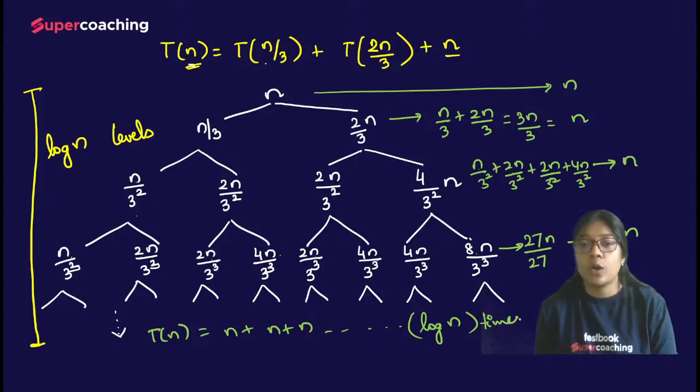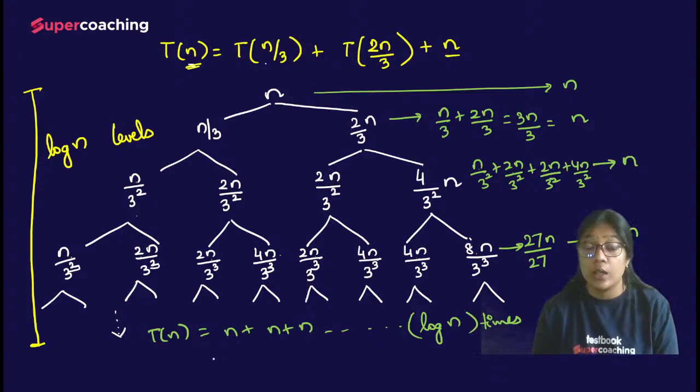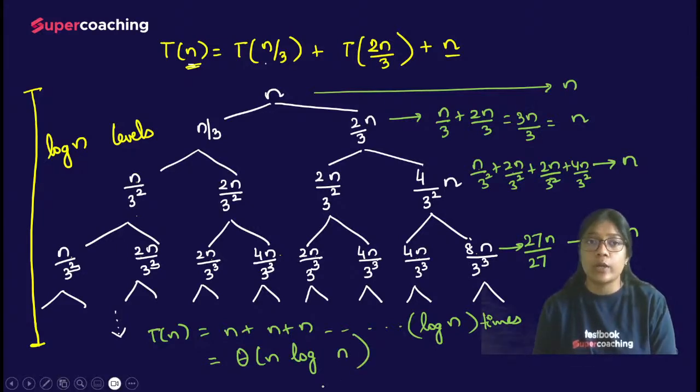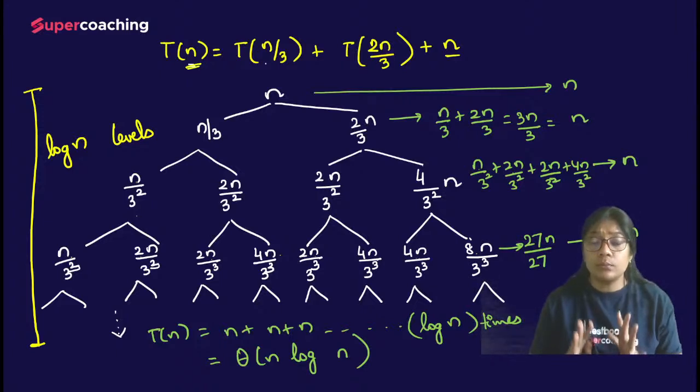यहाँ पे मैंने एक part छोड़ा हुआ है. I'm not writing the base. We have to talk about the base as well. So this comes out to be theta of n log n. By any chance, previous question में भी हमारे पास n log n आया है, इसमें भी n log n आया है, but don't cram it कि हमेशा n log n आएगा.